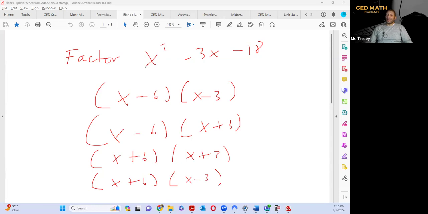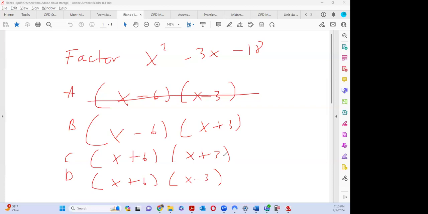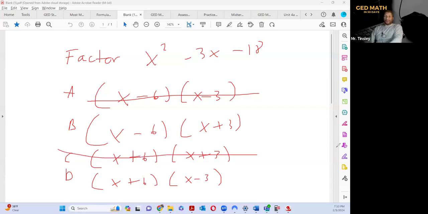When I'm looking at this factoring problem, I'm not trying to factor it, because it takes me too long. Instead, I'm going to multiply. The first thing I look at is x times x, which is x squared. Then I look at the last term. Minus 6 times minus 3 is positive 18. It can't be A. 6 times 3 is positive 18. It can't be B.